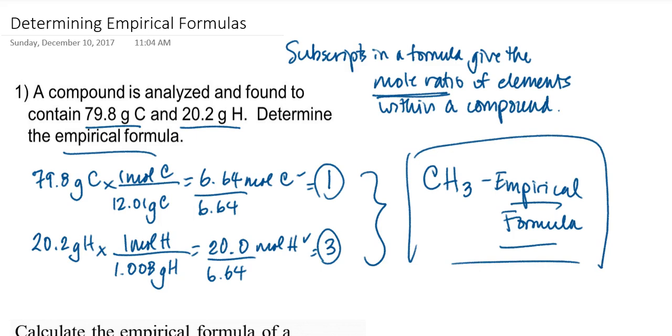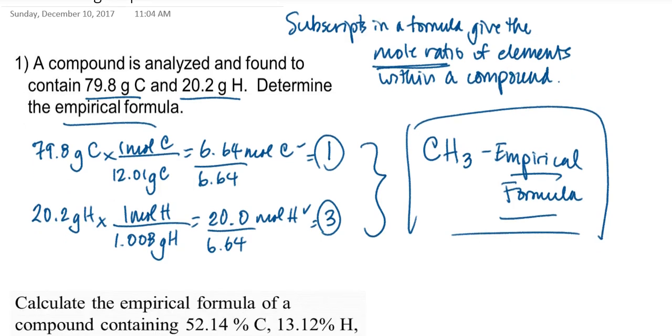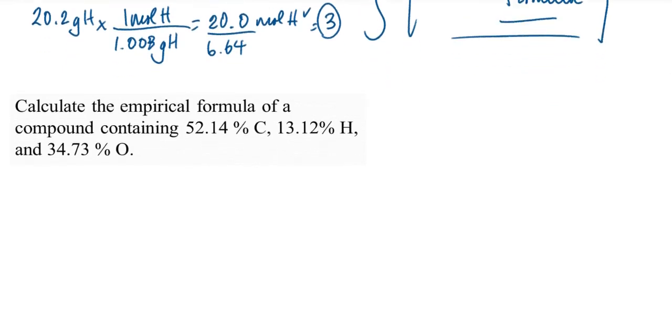Okay? Now, sometimes we're not quite so lucky in the sense that we're not given straight up masses of each of the elements. A lot of times we're given problems where we're actually given the percent composition instead. Now, that isn't as big of a complication as you might think. So let's actually take this problem apart. I'm being told that I have 52.14% carbon and 13.12% hydrogen and 34.73% oxygen in this compound, and they want me to calculate the empirical formula.